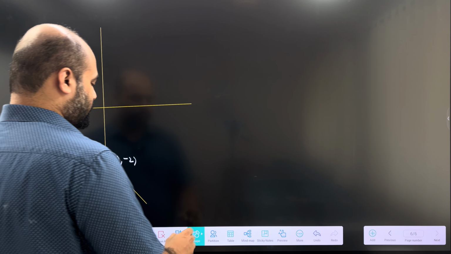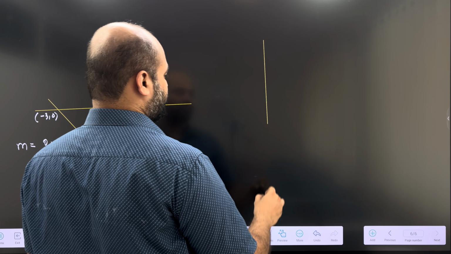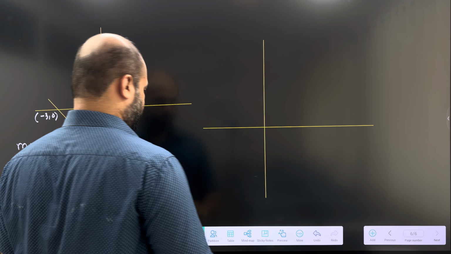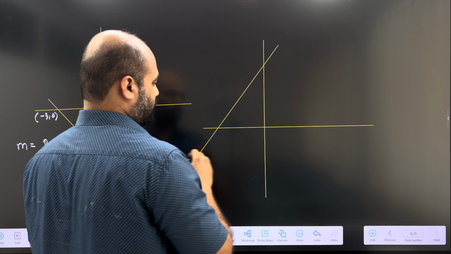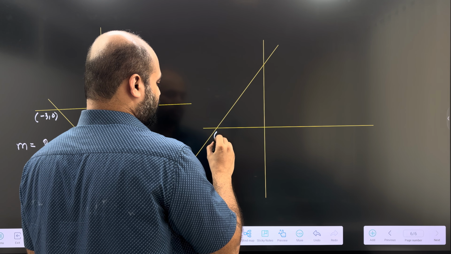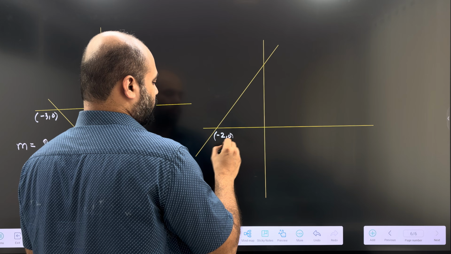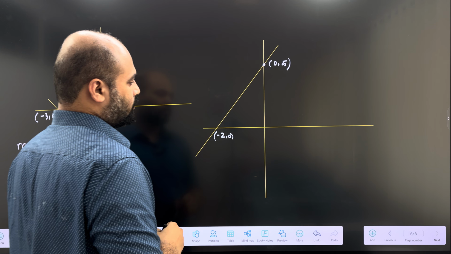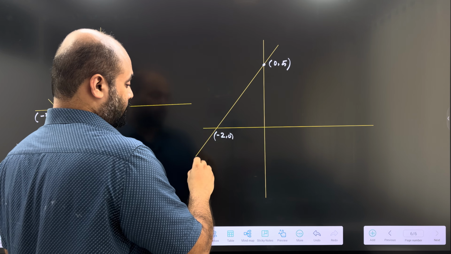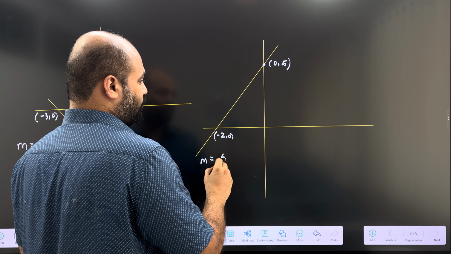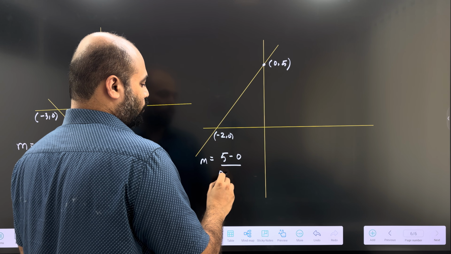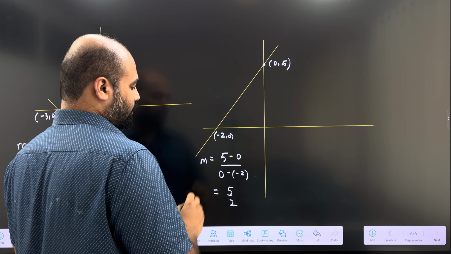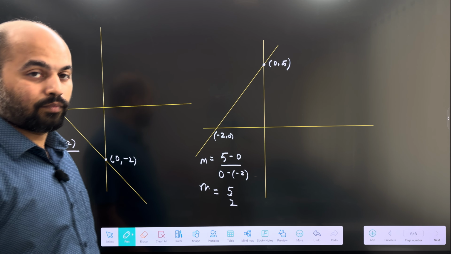Now let us take another straight line. Let's consider this point as minus 2 comma 0. This point is 0 comma 5. Let us do the exercise again. M is equal to 5 minus 0 divided by 0 minus of minus 2, which is going to be 5 by 2. This time the slope of the straight line is positive.